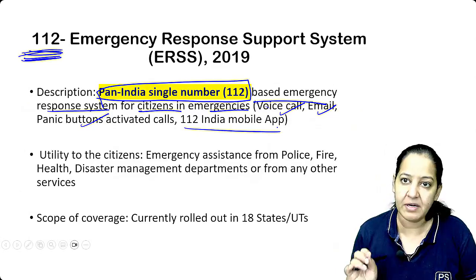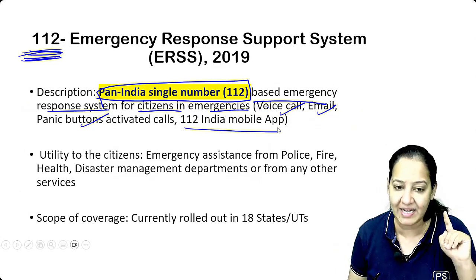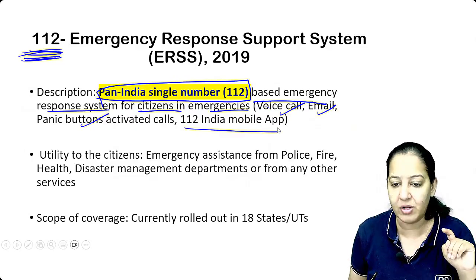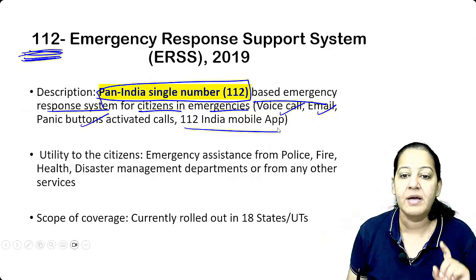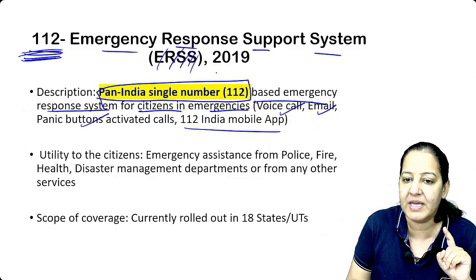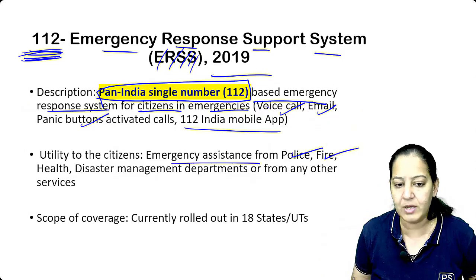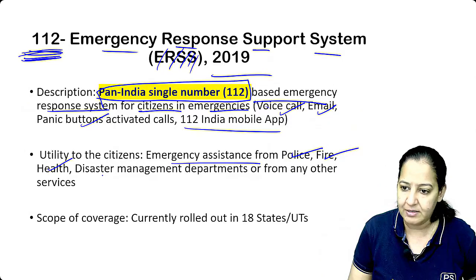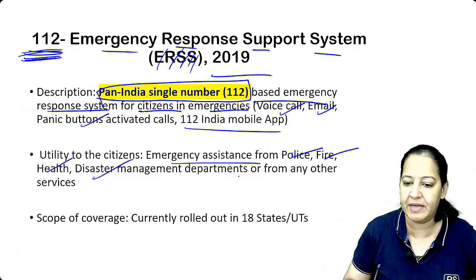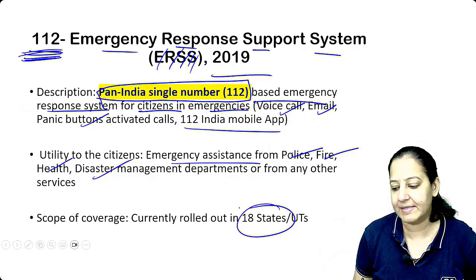So anyone in a disaster condition, facing any emergency, can call, send an email, or activate the panic button, and the team will come to help. This is the Pan India 112 Emergency Response Support System, ERSS, from 2019. Emergency assistance from the police, fire brigade, health, and disaster management departments will be given. Currently it is functional in only 18 states in India, not in all states. How many of you got it?